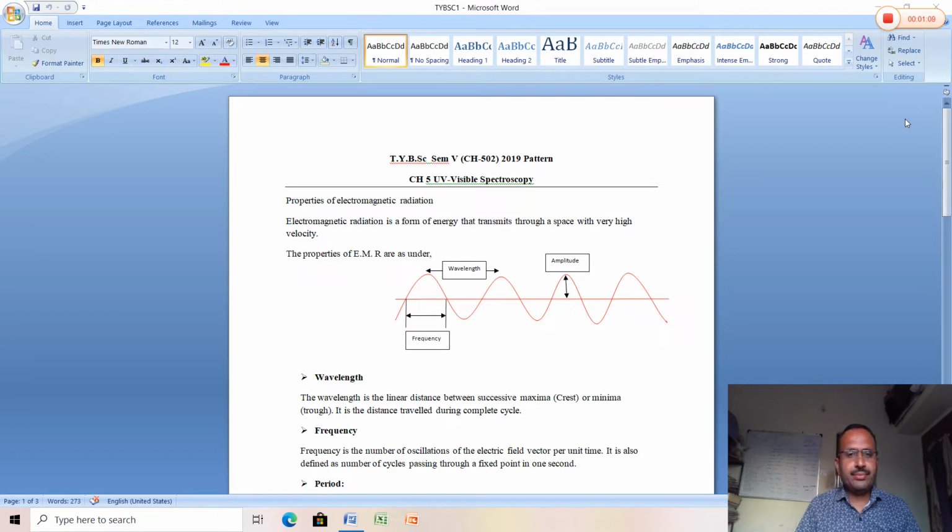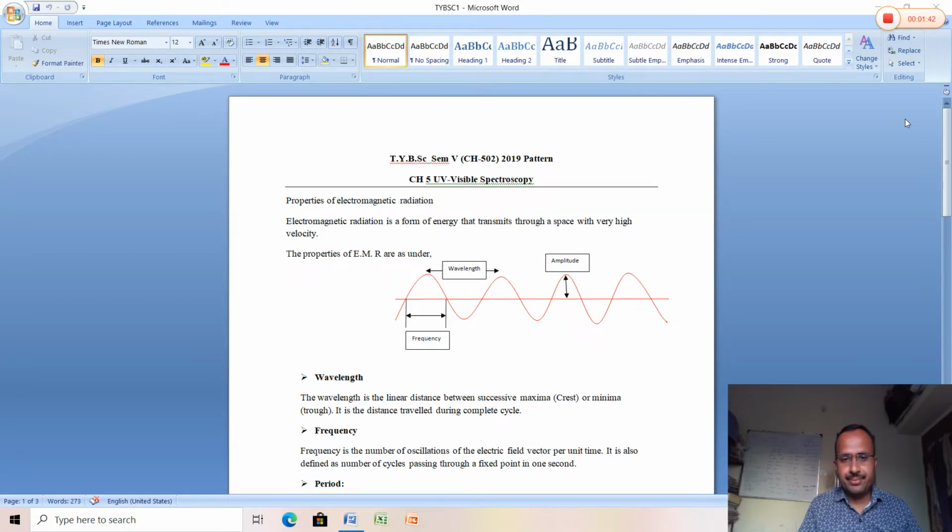Here the wavelength pattern is given, and along with it the electromagnetic radiation pattern is given. Properties of the electromagnetic radiation are also given. Electromagnetic radiation is nothing but bundles of energy. It is a form of energy that transmits through space with a very high velocity. The properties of the electromagnetic radiation are given as under on this page.